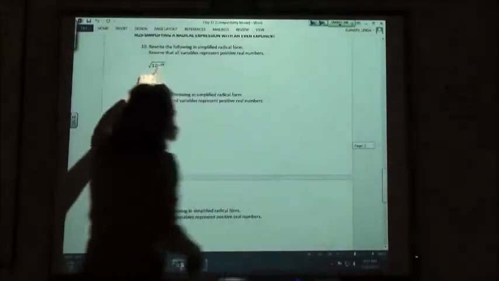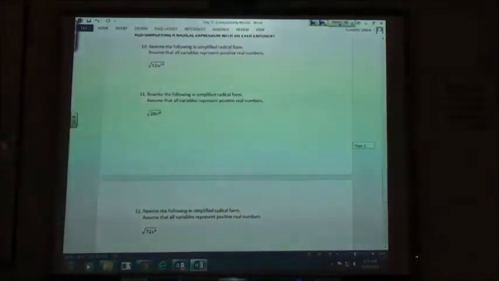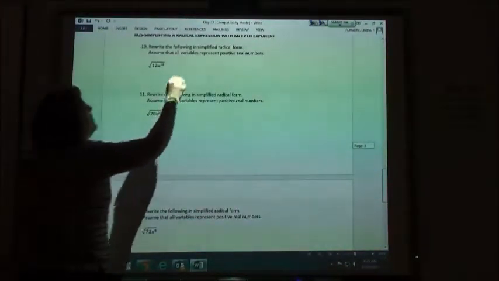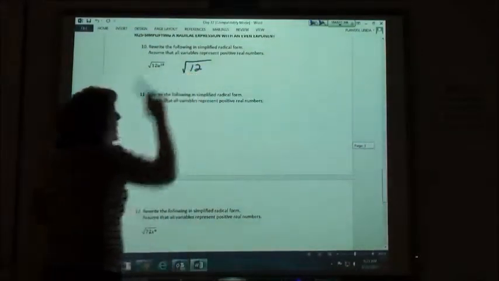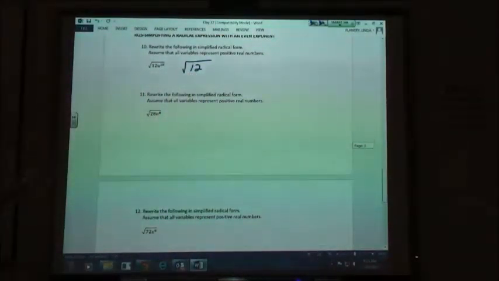Last week with Jane, you did the square root of something with an exponent that was even. And so we're going to take the square root of 12 and simplify it, and we're going to take the square root of u to the 10th and simplify it. Square root of 12. Not a perfect square, so we need to factor that out.